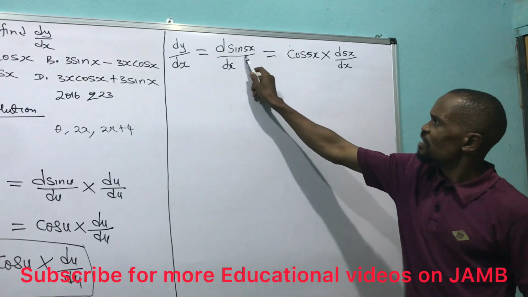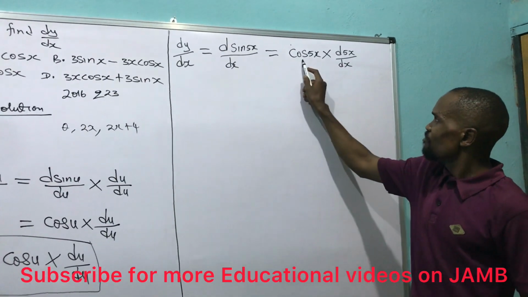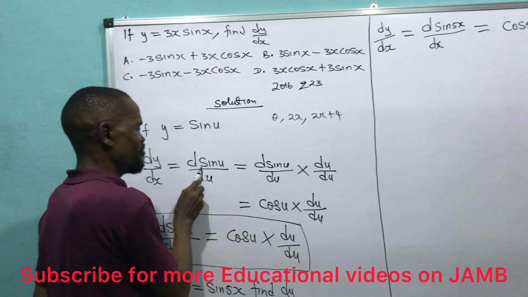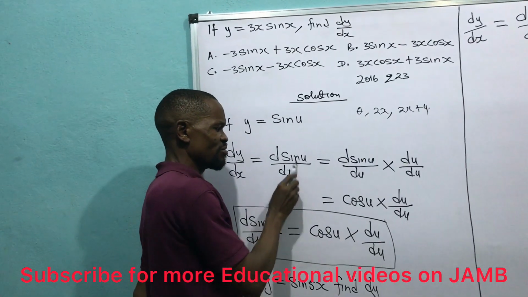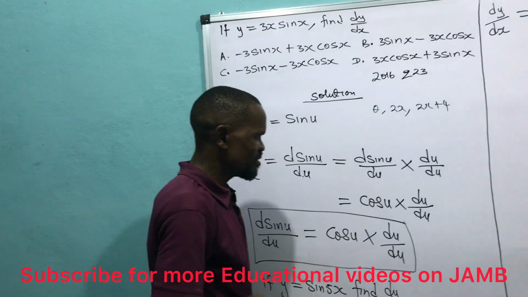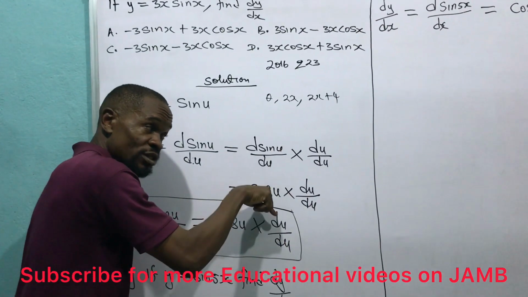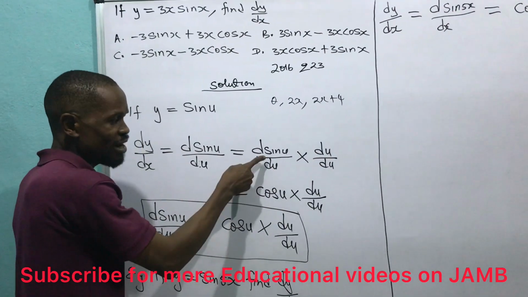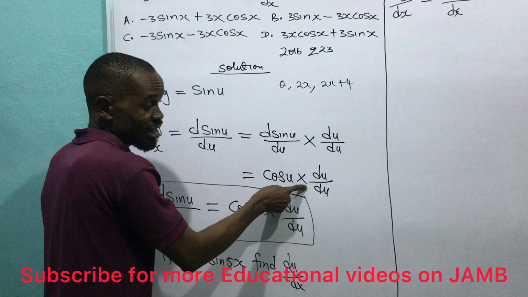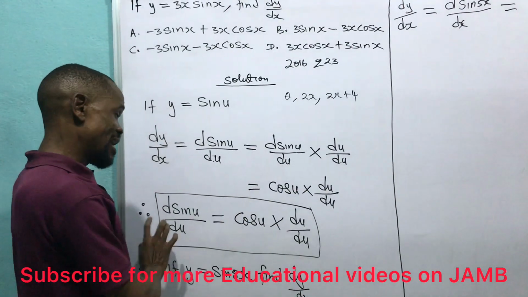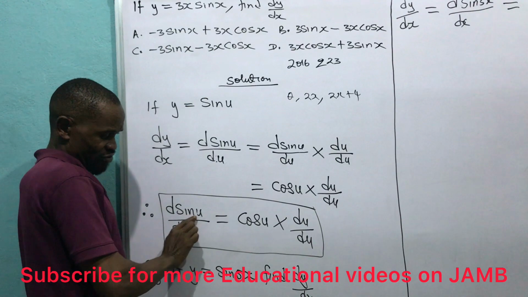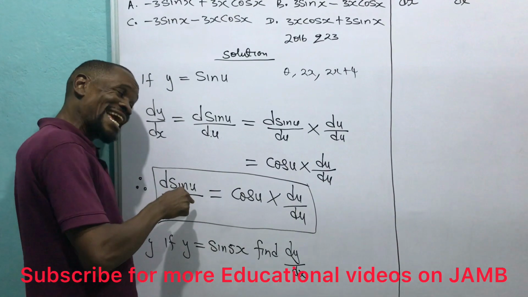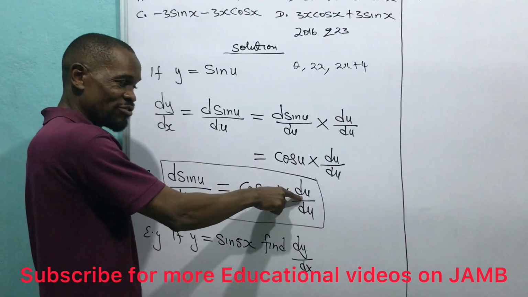When I differentiate sine 5x, it will give me cos 5x times differentiation of its angle. If you differentiate this, it will give me differentiation of the sine with its angle, times differentiation of its angle. When I differentiate sine, it will give me cos times differentiation of its angle. That is what I summarize here: differentiation of sine will give me cos times differentiation of its angle.